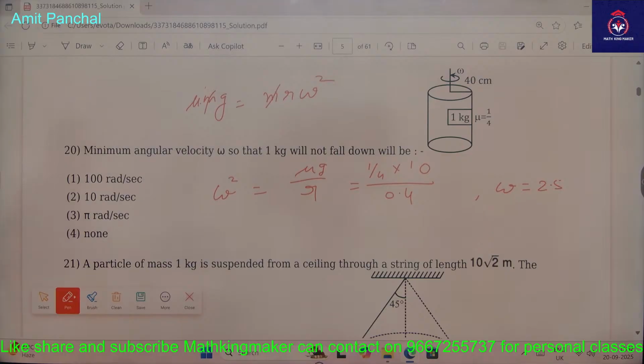I think it will be rad per second only, sir. No, no, no, no. First, either you first find out V. But what matters, the same will be there.